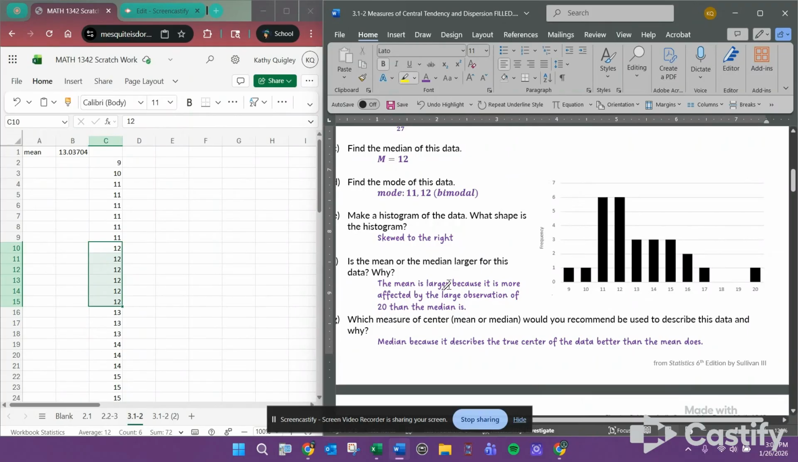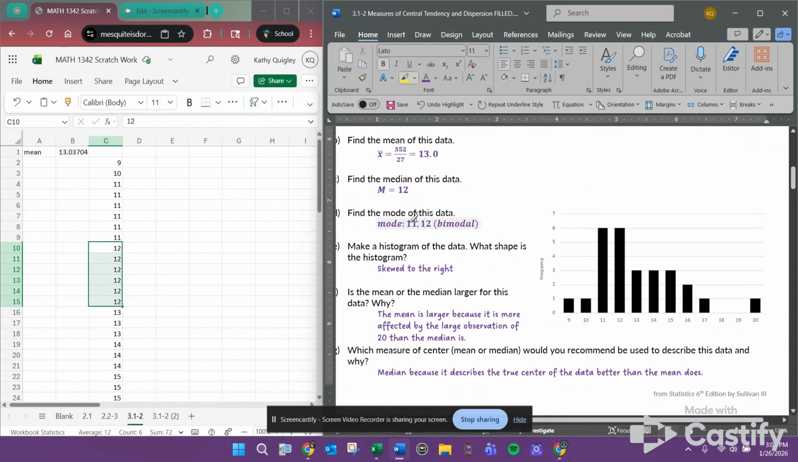The mean is larger here, obviously 13 is bigger than 12, because it is more affected by this large observation of 20 than the median is. We had one student who had a lot of letters in their name, and that threw off our center because we had this very large observation. But notice that the median really does show me where the center of my data is. There is more data here than out here in 13. This is going to be a better telling of the center of the data, which is what part G is talking about.